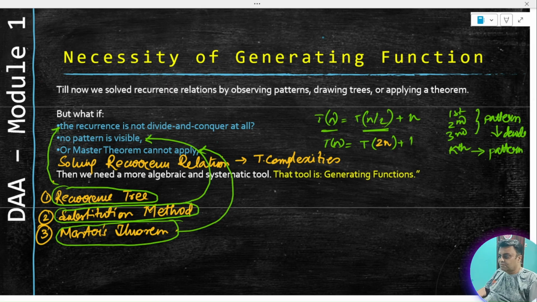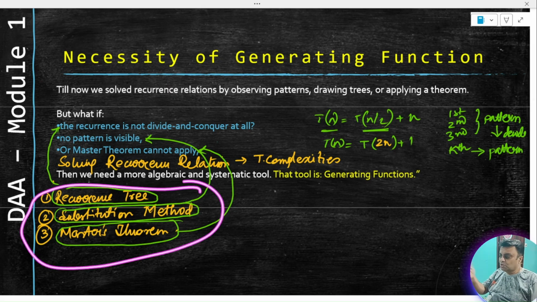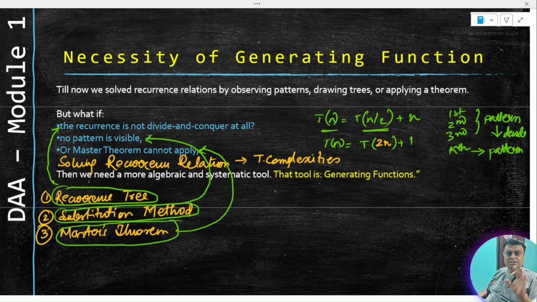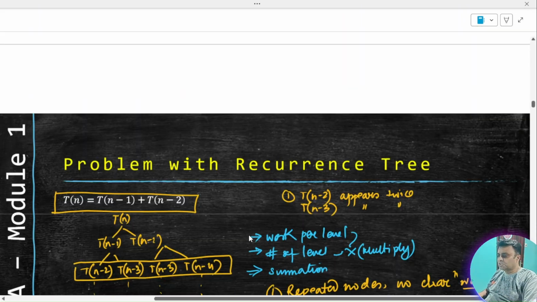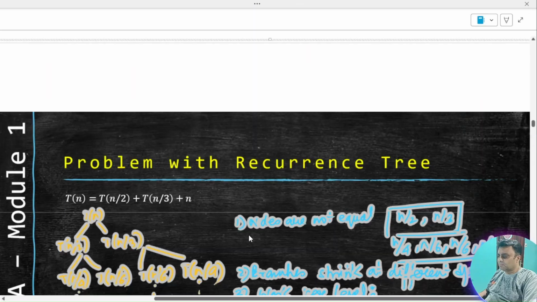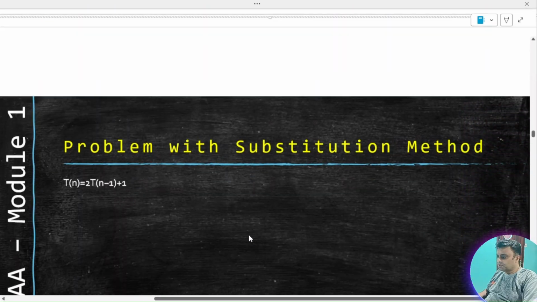I had said that we have these three methods of solving, right? So these three methods, I have shown you recurrence tree, why I am saying it is a problem. Now let us see substitution method, why I am saying it is a problem, right? So let's go to substitution method.